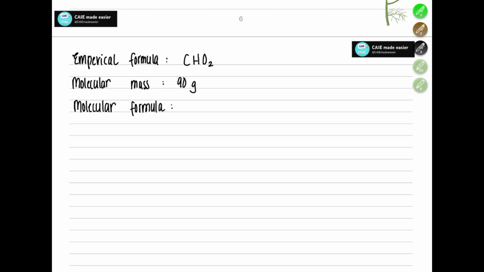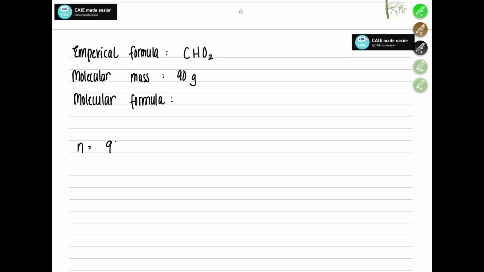So what you do is, molecular mass is 90. This is the mass of the original molecule divided by the mass of the empirical formula. So this is going to be 12 plus hydrogen is 1 plus 2 into 16. The answer is going to be 2. This is going to be 2 times the empirical formula. So we multiply CHO2 times 2. We get C2H2O4. This is our molecular formula.